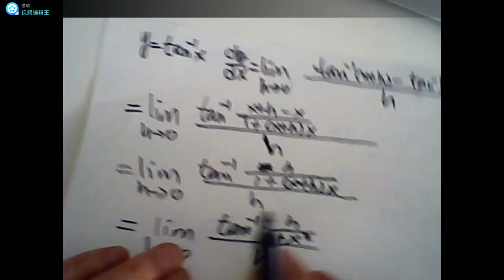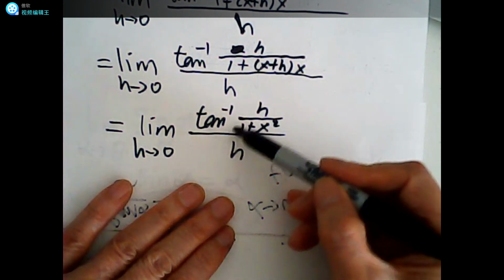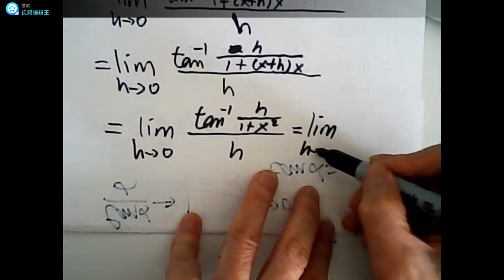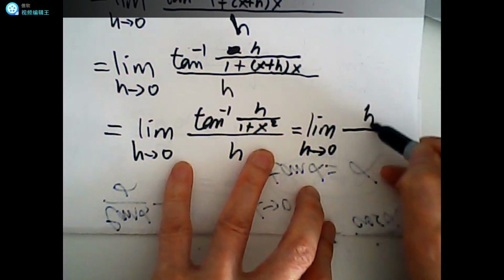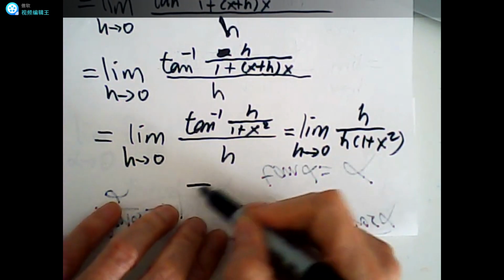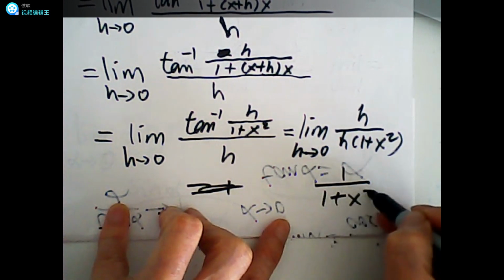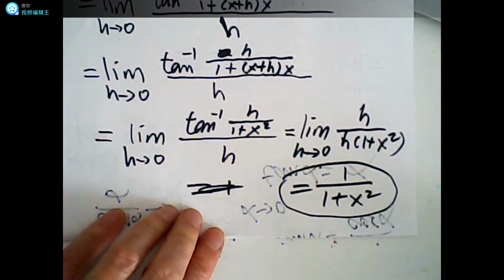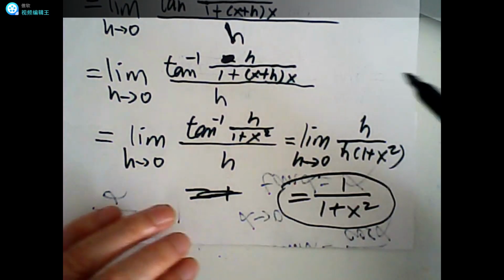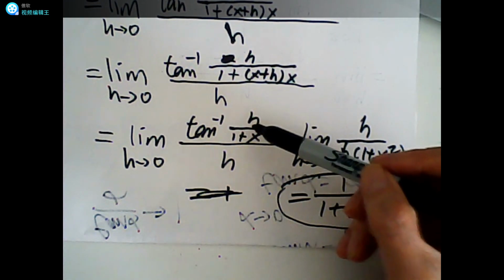So when this one goes to 0, see, this one goes to 0, right? The whole thing goes to 0. Therefore, this one is equal to the limit as h goes to 0 of h over 1 plus tangent square. So this one is equal to 1 over 1 plus tangent square. So that is the result, because this h can cancel out. Here I use the same argument that when the angle is very small, arctangent of something is something.